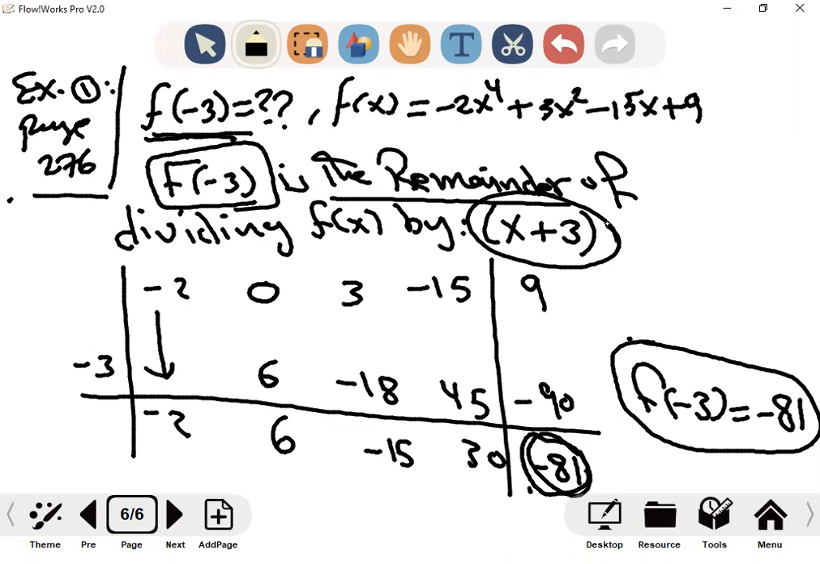Now here the remainder is how much? Is x plus 3 a factor for this? No. If the remainder is 0, then this is what? A factor. This is the idea for this one. You understand?